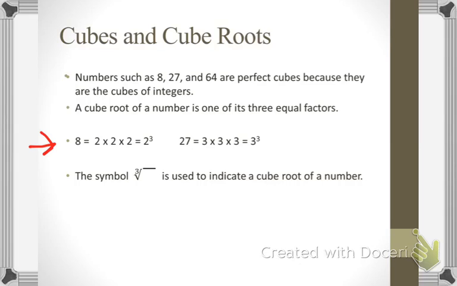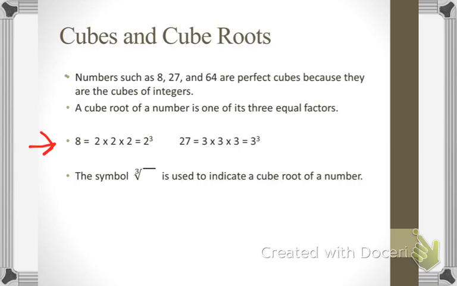So when I'm taking the cube root, I'm looking for what times itself 3 times gives me this number. Okay, for 27, 3 times 3 times 3 gives me 27. For 64, 4 times 4 times 4 gives me 64. So the cube root of 8 would be 2, the cube root of 27 would be 3, and the cube root of 64 would be 4.